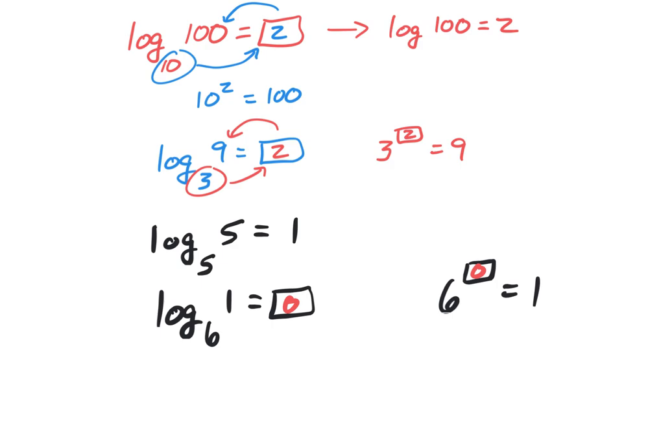So if I see a 1 in this spot right here next to the log, then I don't care what the base is. Base could be 1,000,000, and my answer will always be 0, as long as there's a 1 next to the log.